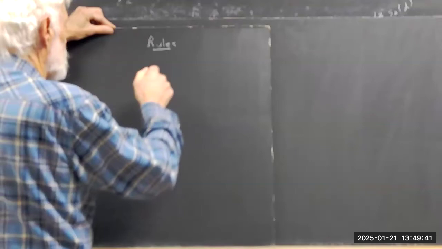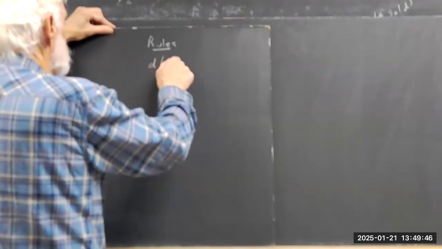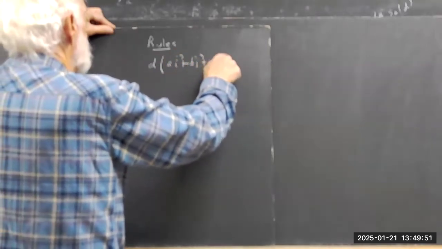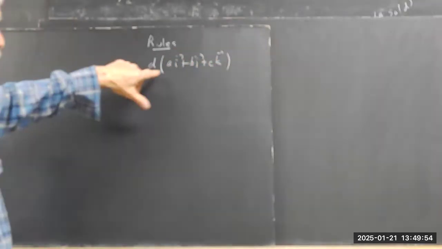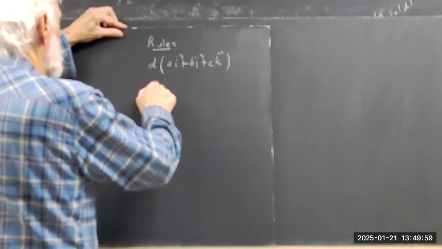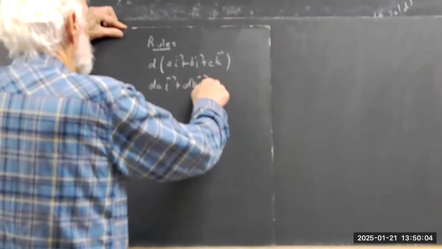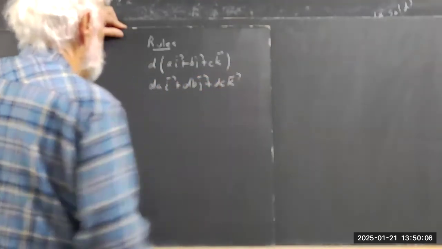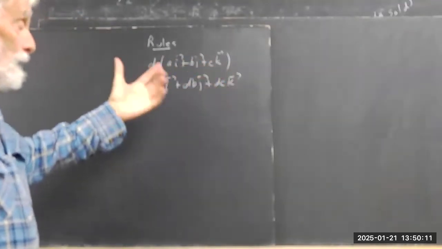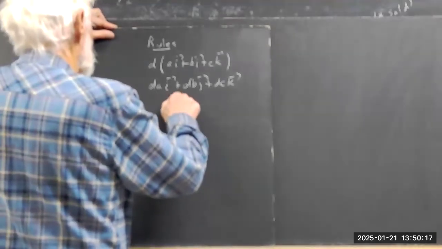I'm just trying to think of what letter to use. I'll just use D. D multiplied by AI plus BJ plus CK is DA times I plus DB times J plus DC times K. In other words, you just multiply each of these by D. It's just a distributive law.